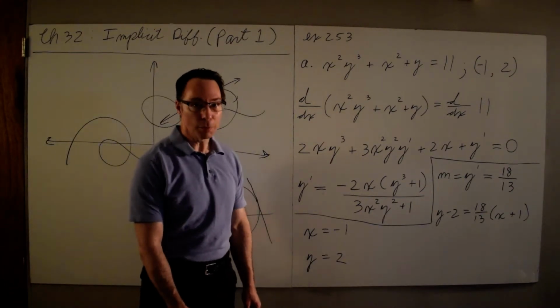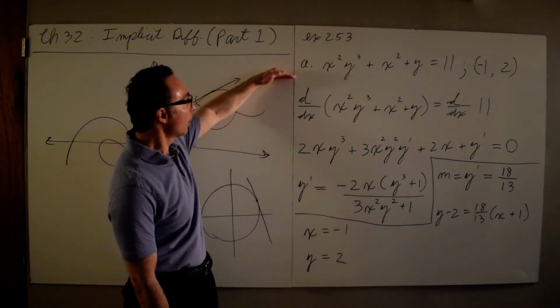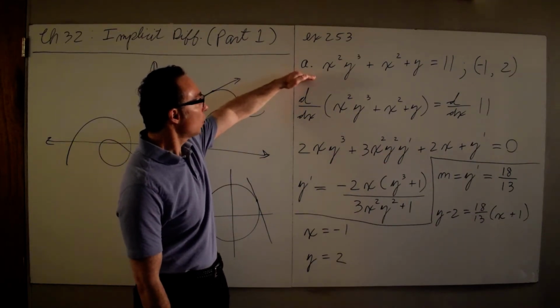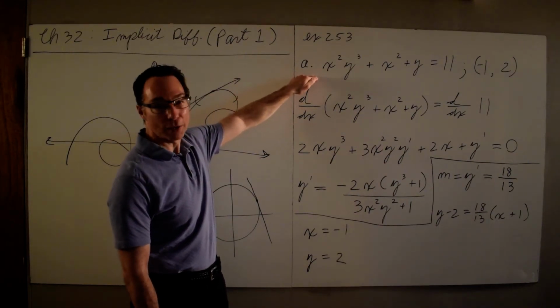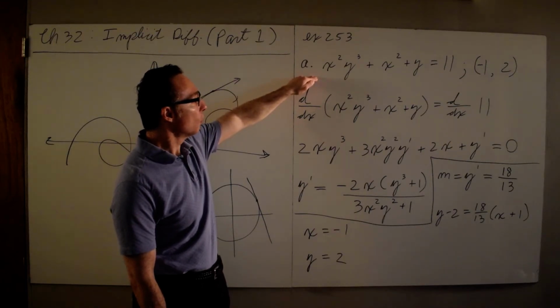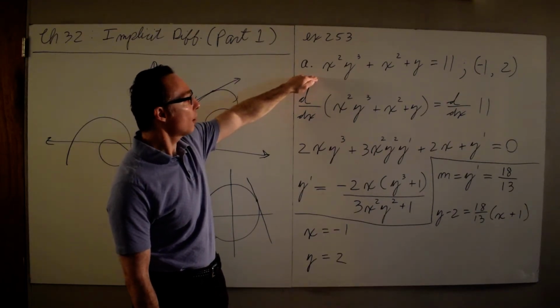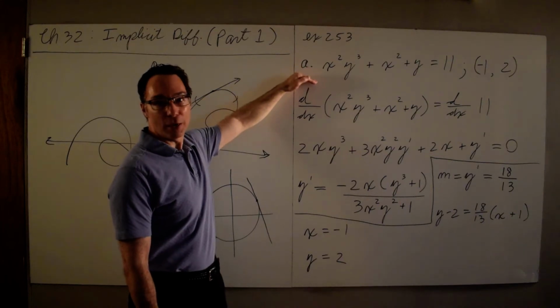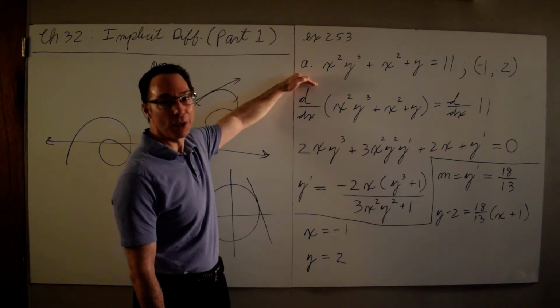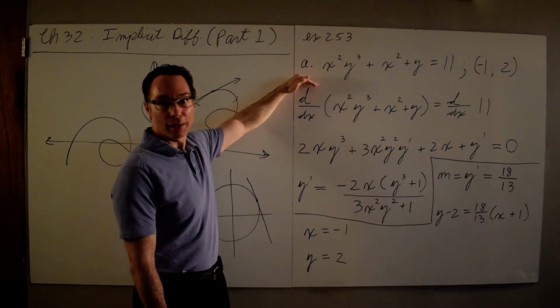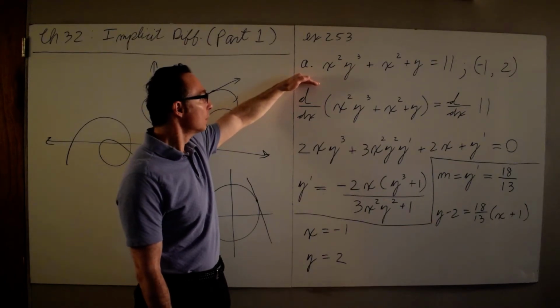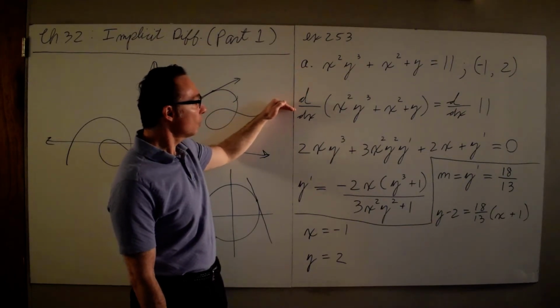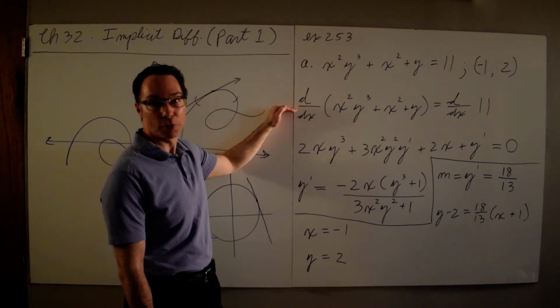So let's look at example 253 part A. We have this equation of x and y. And what we want to do is find the equation of the tangent line to this curve at the point (-1, 2). That is our job. So we take the derivative with respect to x of both sides.